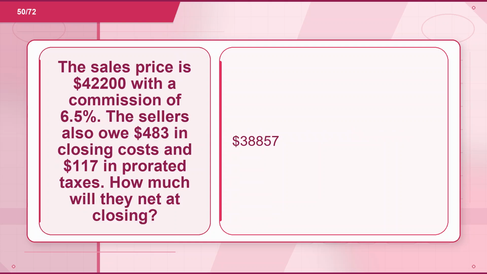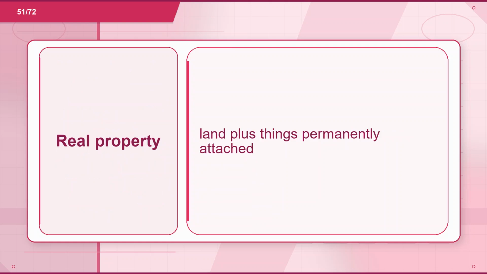Flashcard 50, term: the sales price is $42,200 with a commission of 6.5%. The sellers also owe $483 in closing costs and $117 in prorated taxes. How much will they net at closing? Definition: $38,857. Flashcard 51, term: real property. Definition: land plus things permanently attached.